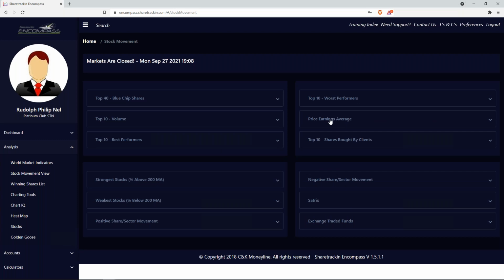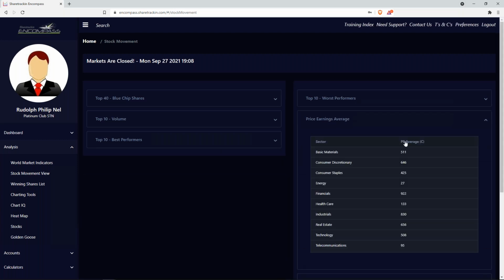Then you've got your price earnings average. So it only gives you a PE average in cents. So the word basically describes it, the price earnings average. So the earnings that you can basically make in that sector. So basic materials, 5.11. Consumer discretionary is 6.46. Consumer staples is 4.25. Energy, financials, healthcare, industrials, and so on.